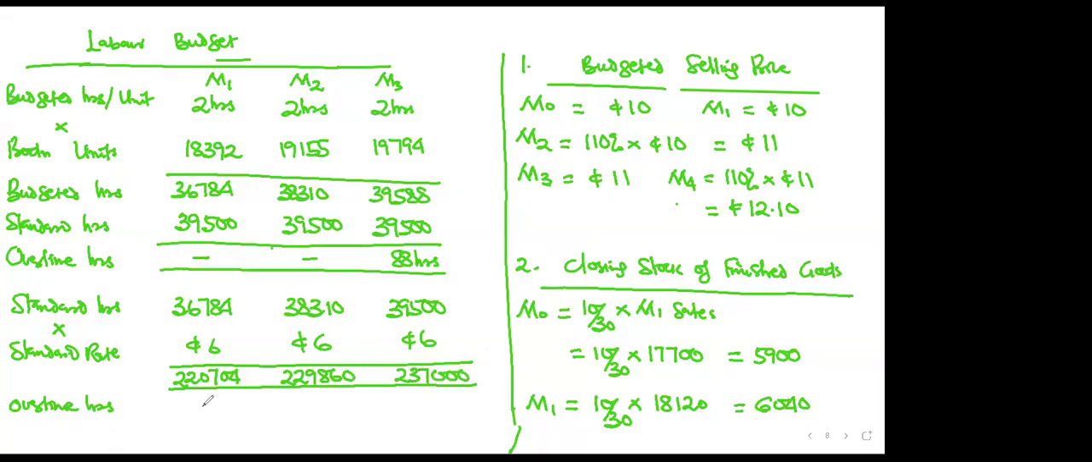Now the overtime. This person didn't have overtime. This person didn't have overtime. This person has 88 hours. Can you see? Then you multiply by the overtime rate of 9 cedis, which is 792.